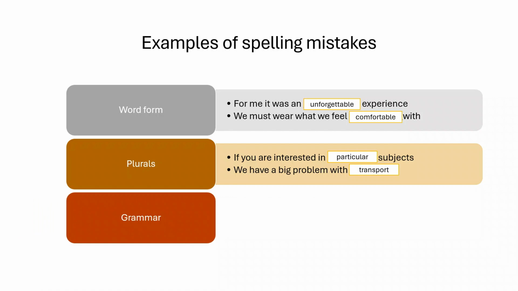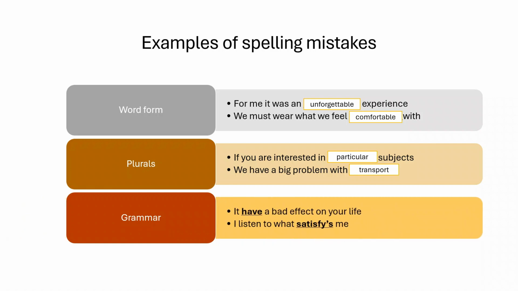And then finally, a third area where people can have difficulties and make mistakes is with the grammar. And our two examples here, we have our first sentence which says it have a bad effect on your life, and quite obviously have is not the correct form of the grammar. So it is a grammar mistake, but it's also a spelling mistake. And then the second sentence, the person has used the apostrophe to make the third person singular. So we can fix these. The first one is has, and the second one is satisfies.